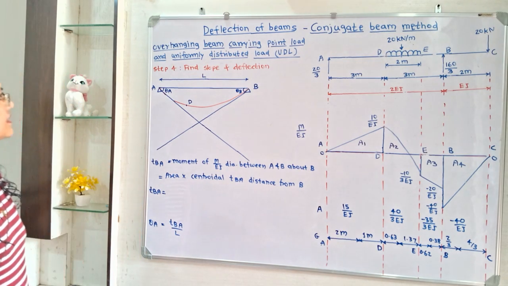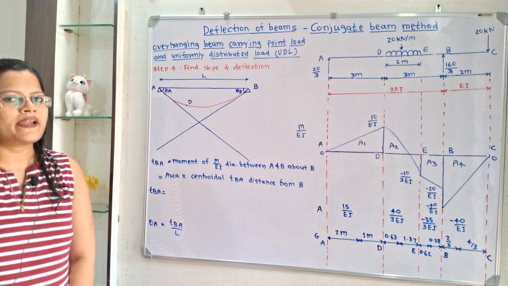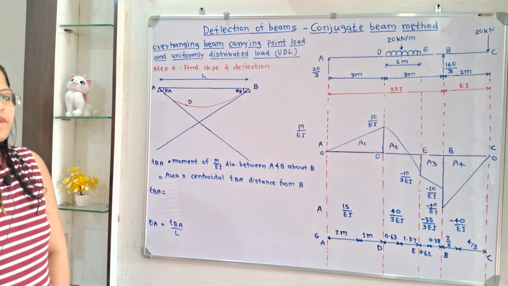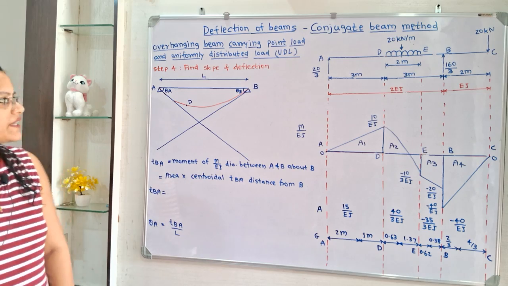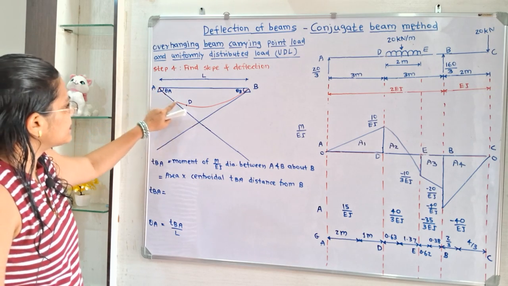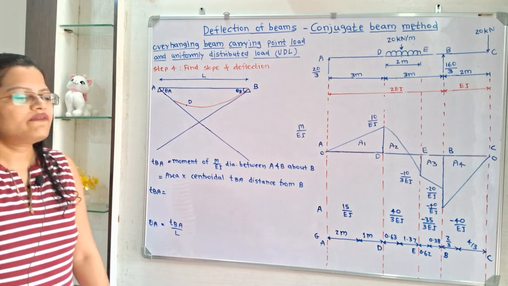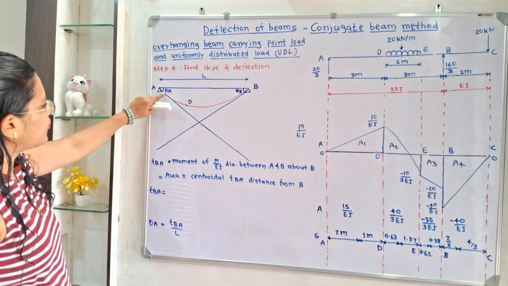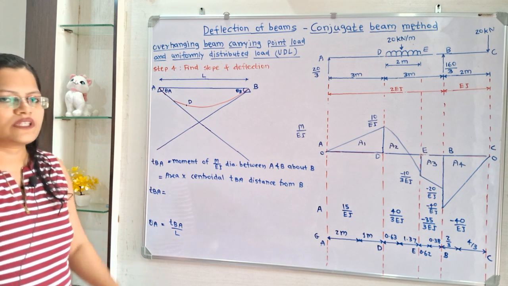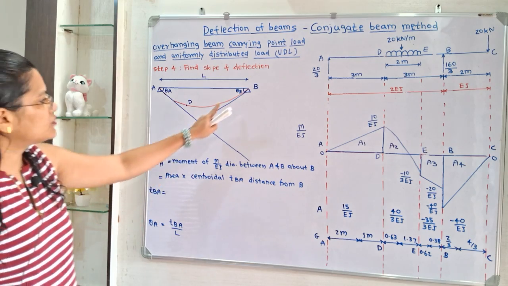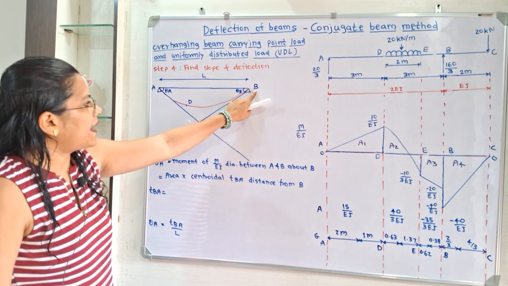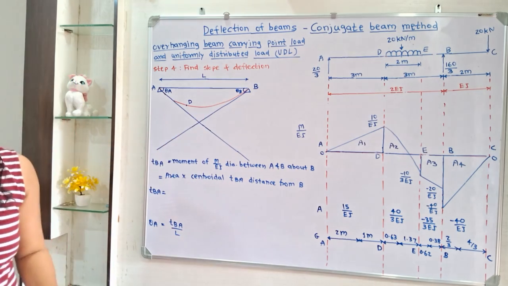Next step, that is step 4, is to find the slope and deflection. If we observe the diagram, at point A and B supports are given. So we can say that within these two fixed supports, this beam will bend in the downward direction. If I draw the tangent at point A to the slope, then the angle at this point A is known as theta A. And if I draw the tangent at this point B, then the angle made at this point B is known as theta B.